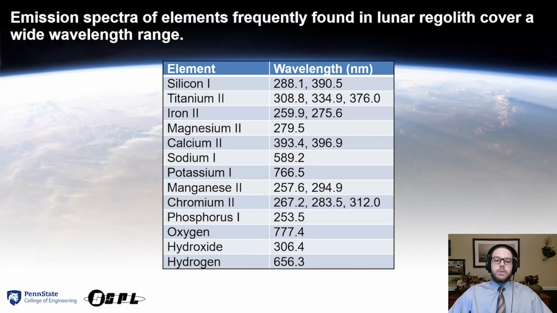The emission spectra of elements and compounds in ice water, along with elements frequently found in lunar regolith, cover a wide range, from around 250 nanometers up to almost 800 nanometers, with the most important for the detection of water being hydroxide at 306 nanometers and hydrogen at 656 nanometers. As a result, Oasis must be sensitive to a wide band of wavelengths.